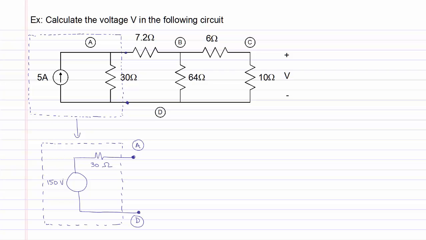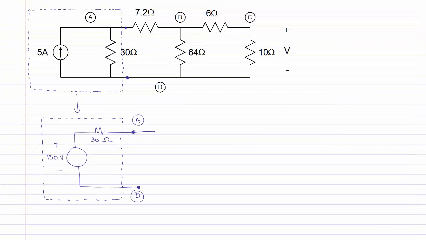Looking at the circuit at the bottom, we note that the top end of the voltage source has to be positive with respect to the bottom end for node A to be positive with respect to D. This completes the source transformation from a current source in parallel with the resistor to an equivalent voltage source in series with the same resistance. We will connect the rest of the circuit to this transformed circuit.